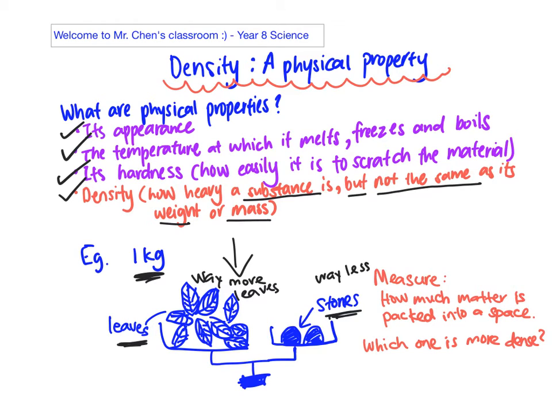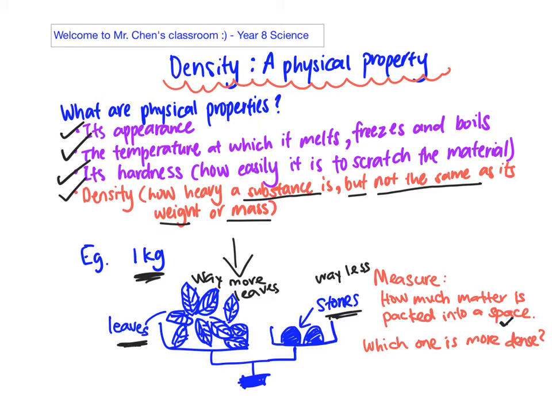So density measures how much matter is packed in space. If something takes up a lot of space, that means it is less dense. And if it takes up less space, but at the same time it is heavy in terms of weight and mass, that means the thing is very heavy and has high density.